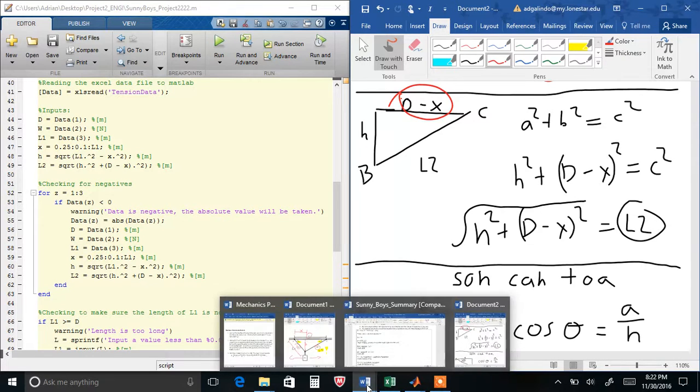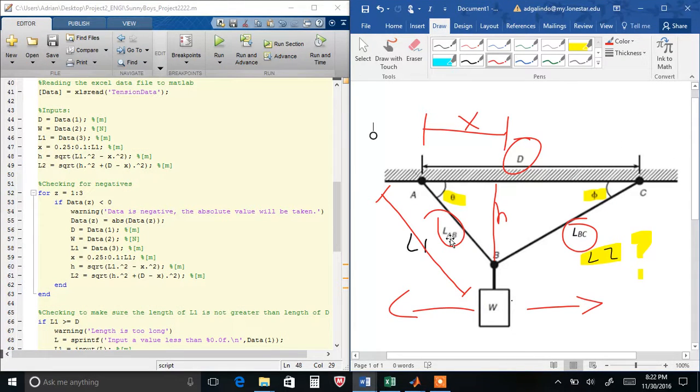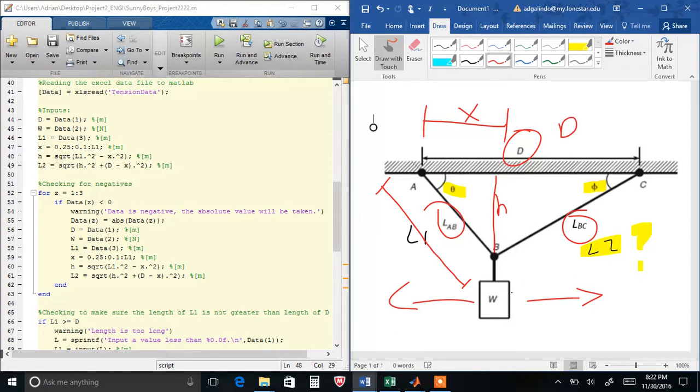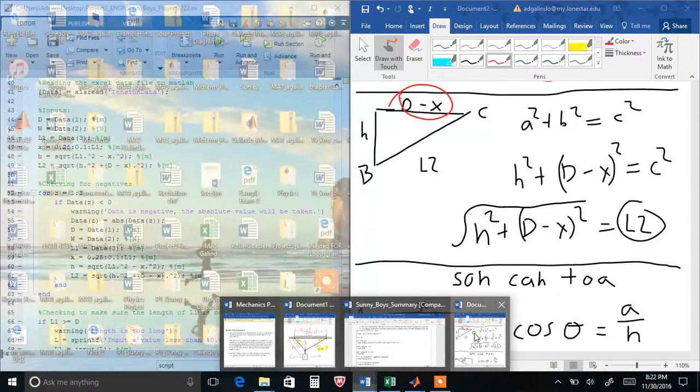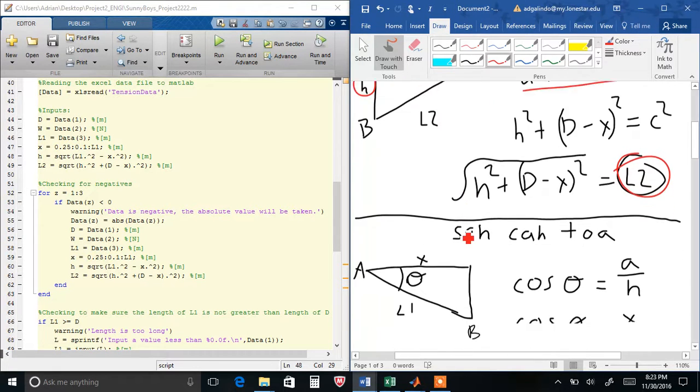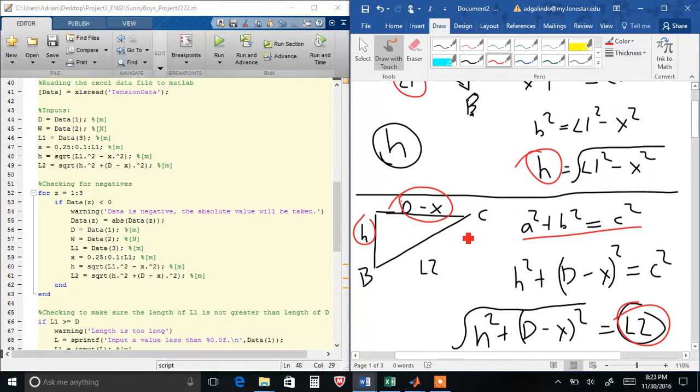Well, if you don't know what d minus x is, then if you go back over here, if x is equal to this and d is the whole thing, if you just do d minus x, that'll be the remaining length of this, basically. So that's d minus x, sorry. And then we know the height, which we just solved for. And then we just plug them into the Pythagorean theorem again, and that's how we're able to solve for length 2. And then I'll show that later.